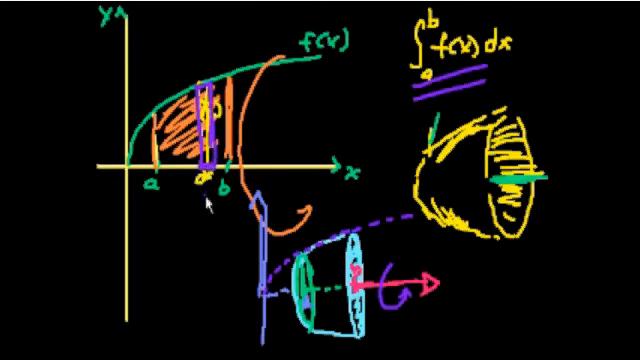if that's the rectangle, it has width dx, right? That's my rectangle. And it has height f of x, right? So this height right here, that's f of x at this point, right? If I were to rotate this rectangle around the x-axis, what do I end up with?